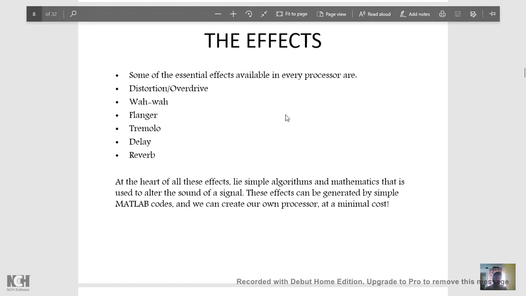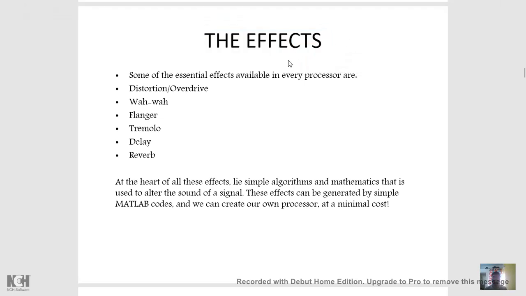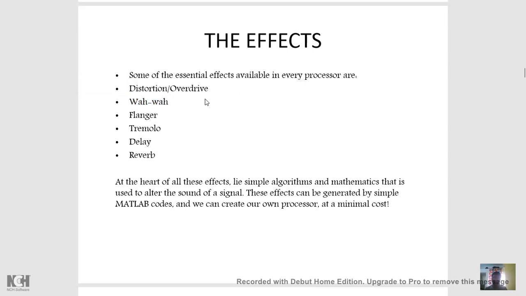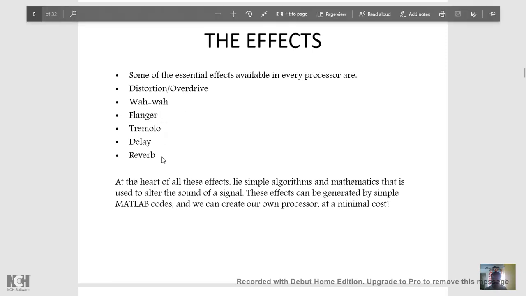So this is the 8th episode of digital signal processing, and we'll be looking at the audio effects that we are using in our day-to-day real life, and we'll be seeing how to implement them in MATLAB and Simulink. The effects that we'll be covering today are distortion in rock music, the wah filter used in electronic guitar, and then flanger, tremolo, delay, and reverb.